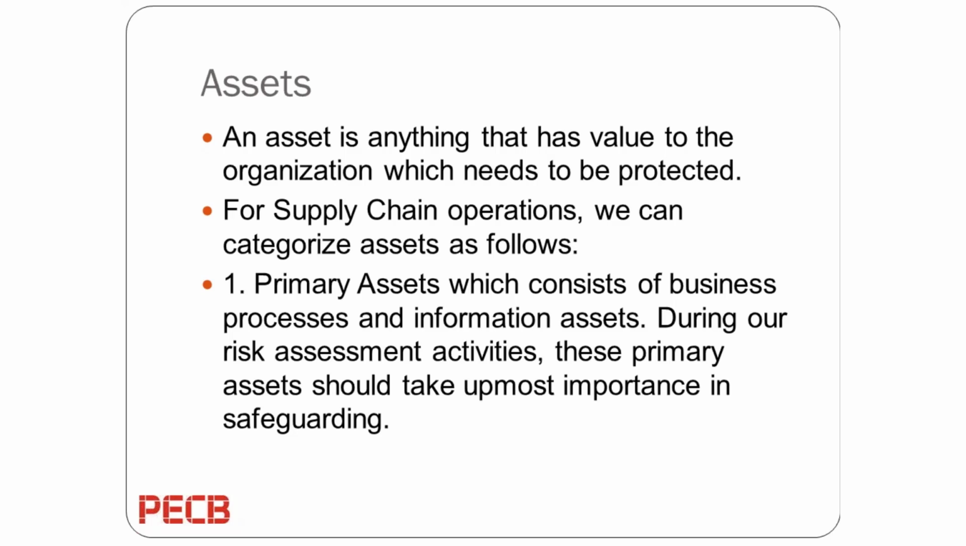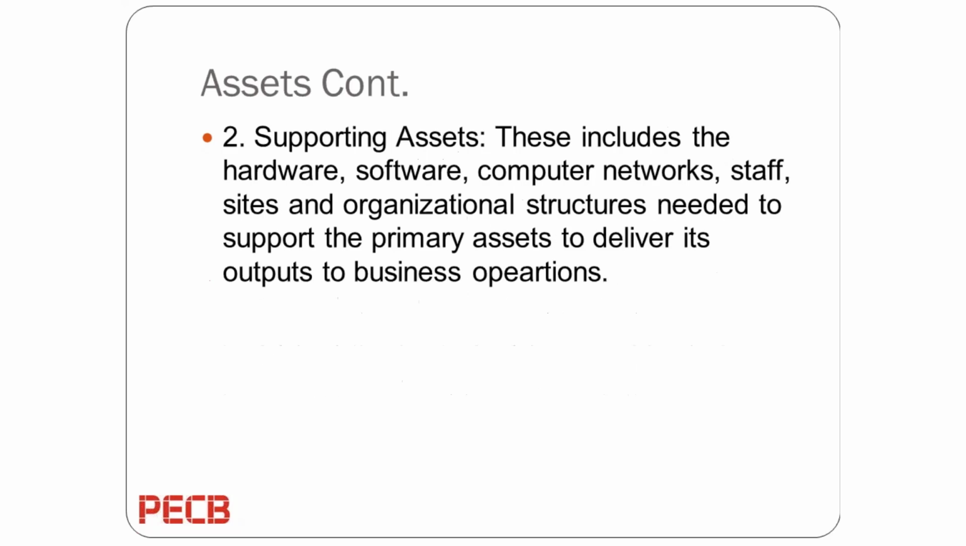For supply chain operations, we can categorize assets into two categories, namely the primary assets, which consist of, like we said, the business processes and the information assets. Now, when you are conducting a risk assessment activity, the primary assets are the ones that you give the utmost importance. They are the ones that you endeavor to safeguard from disruption or protect from any inherent risk.